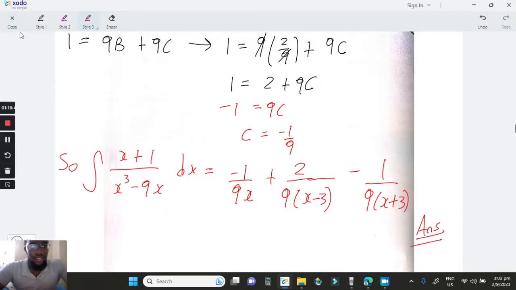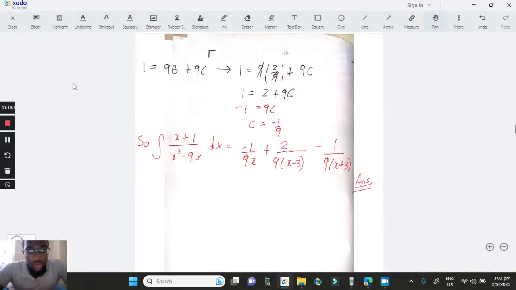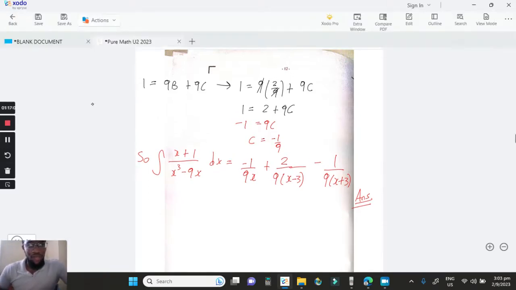Easy, easy, easy. Nice. I can tell you, guys, I'm not going to hide it: this pure maths paper so far is looking like a nice paper, a nice workout. All right, so that's that right there.